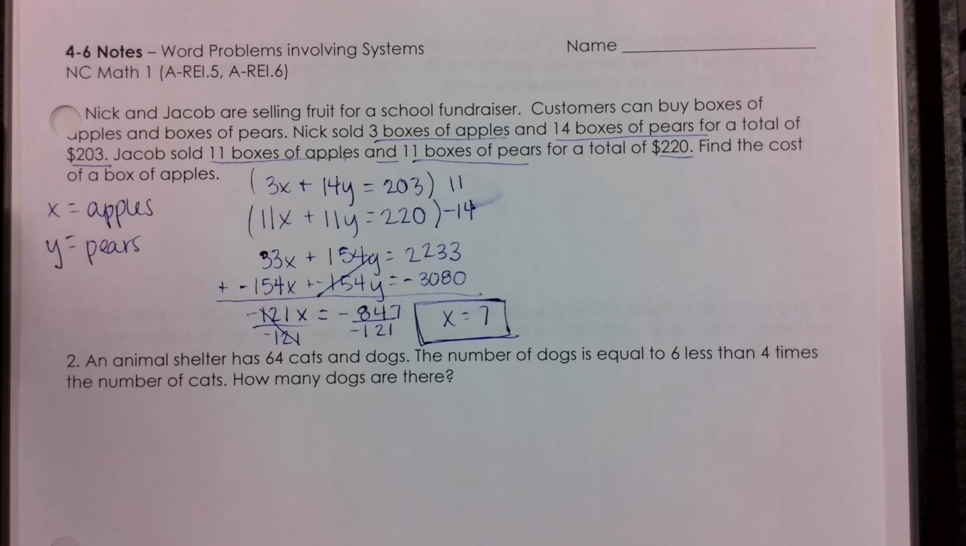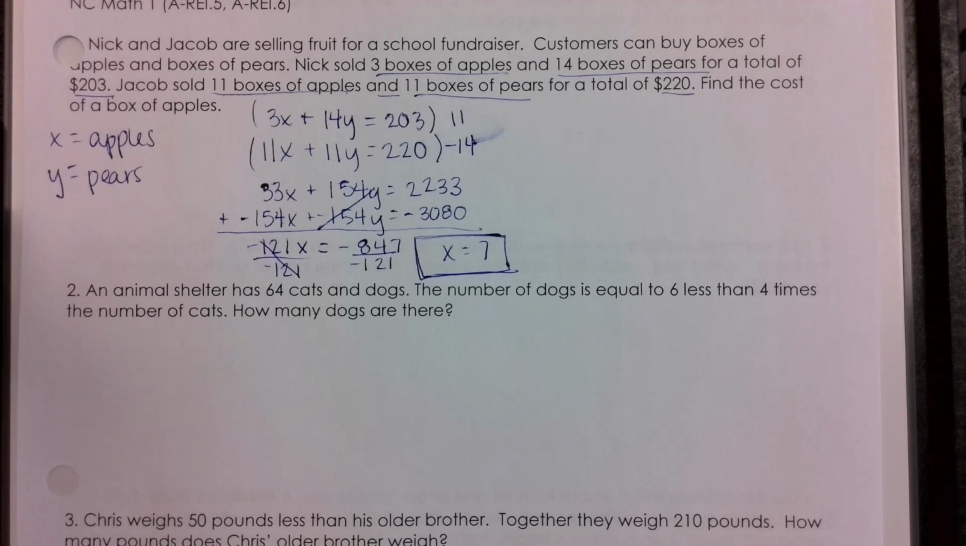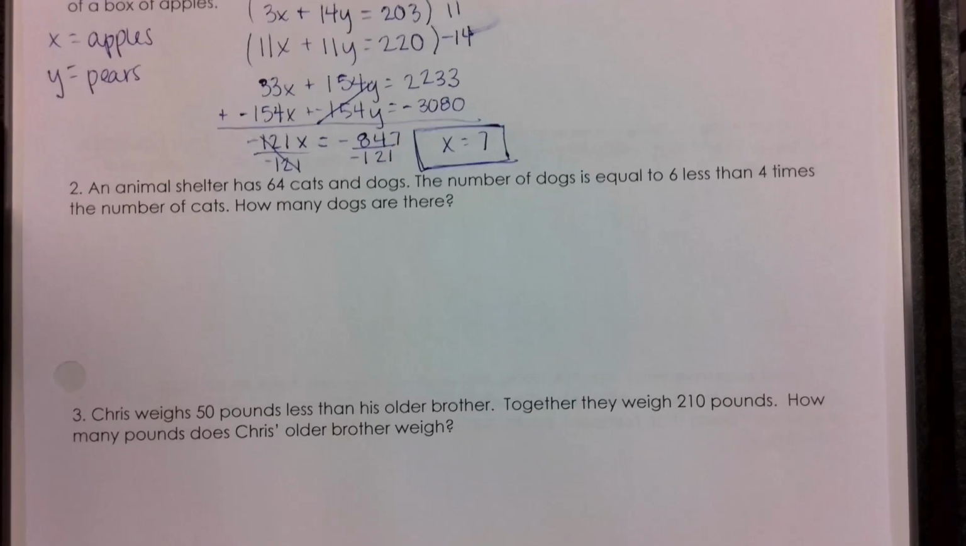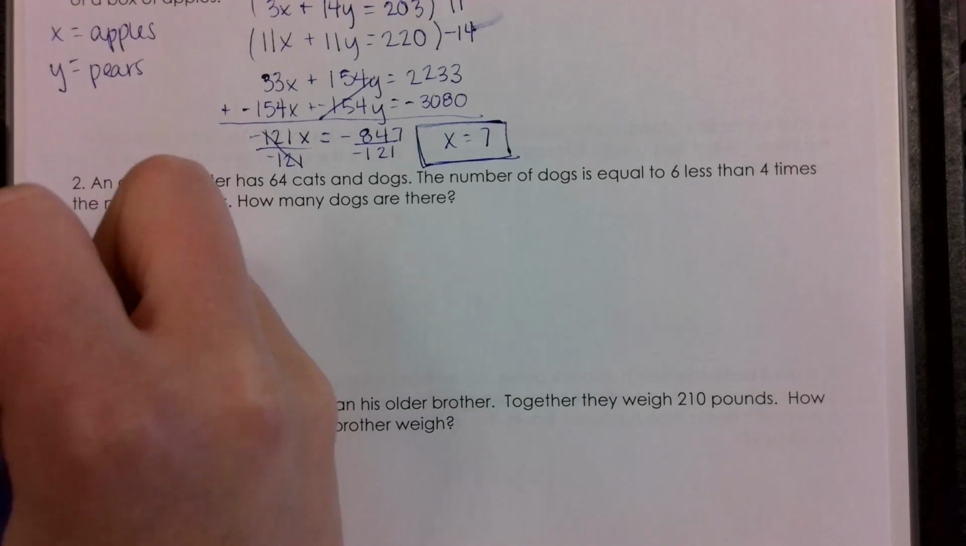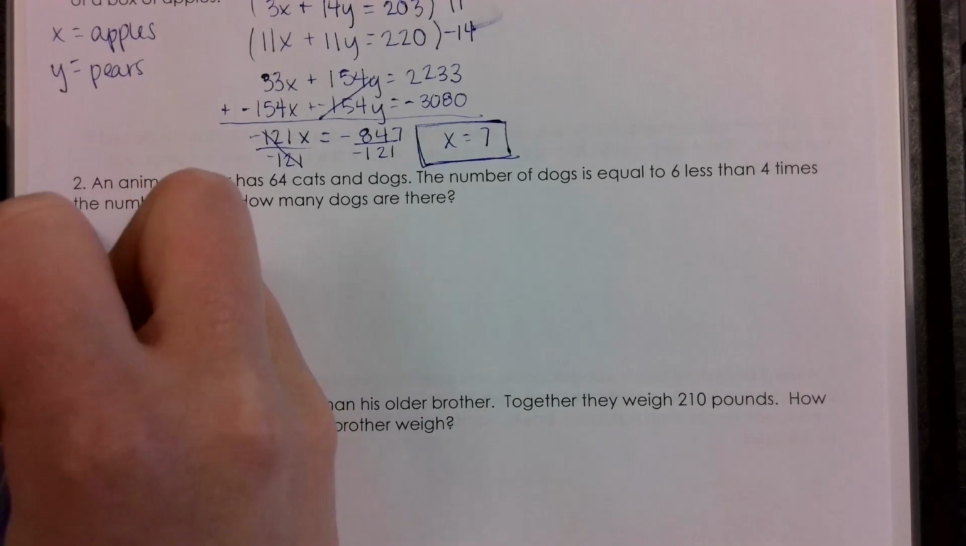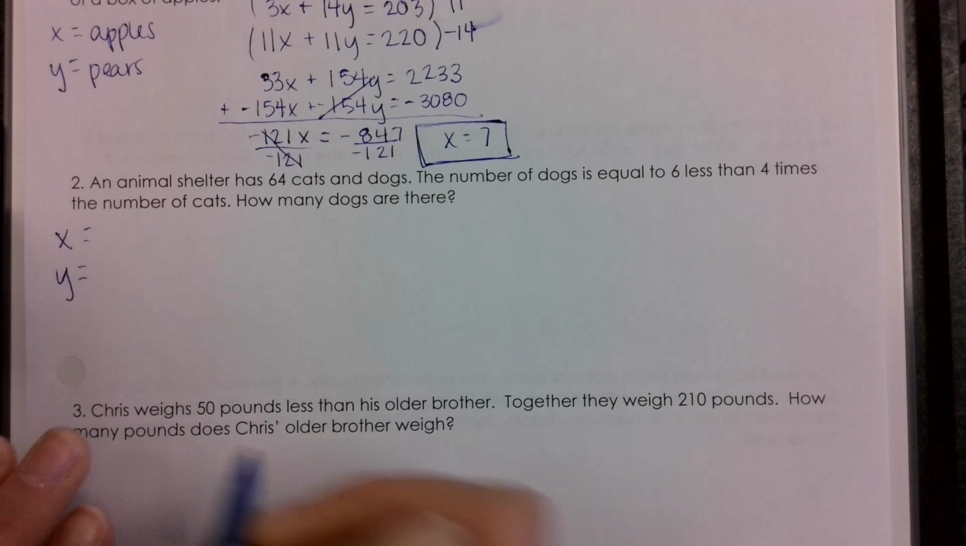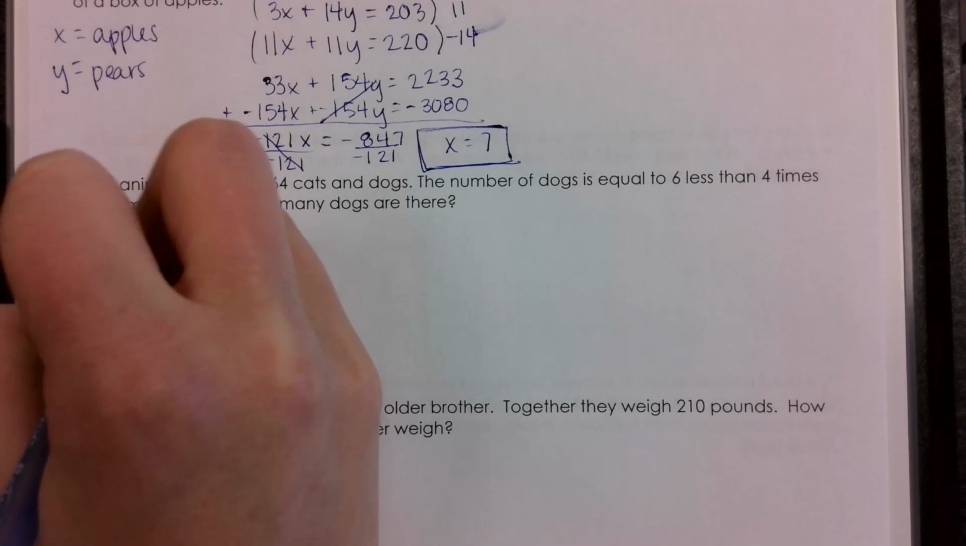Looking at number 2, an animal shelter has 64 cats and dogs. The number of dogs is equal to 6 less than 4 times the number of cats. So how many dogs are there? What are our variables going to be this time? We can use x and y again. What is x going to be? Cats. Then that means that y has to be what? Dogs.